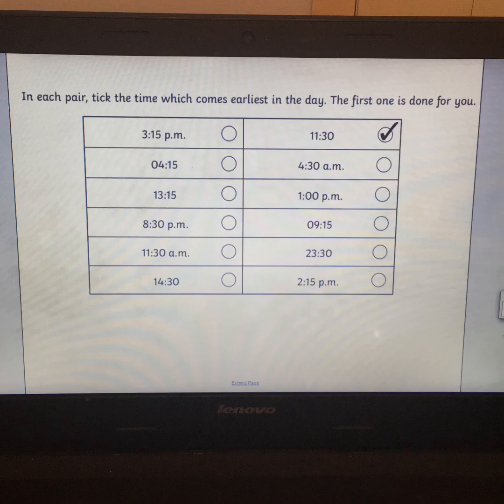Last one then, we've got 14:30. If I take away 12, I know that's 2:30. And on the other side, it's 2:15 PM, which is 2:15 in the afternoon. So I've got 2:30 and I've got 2:15. So 2:15 would be the earliest one.